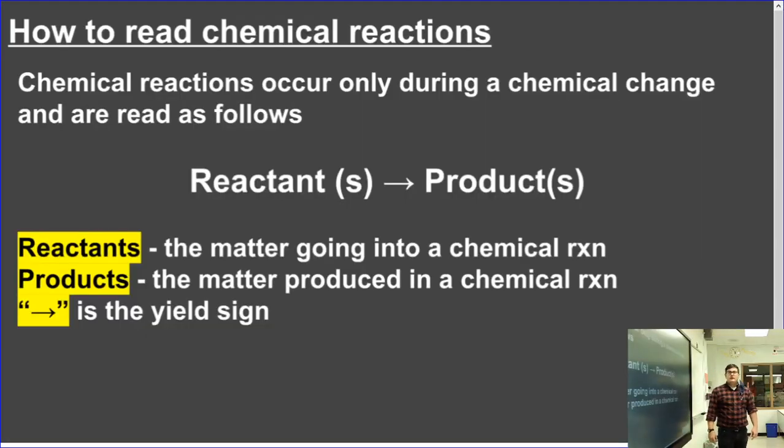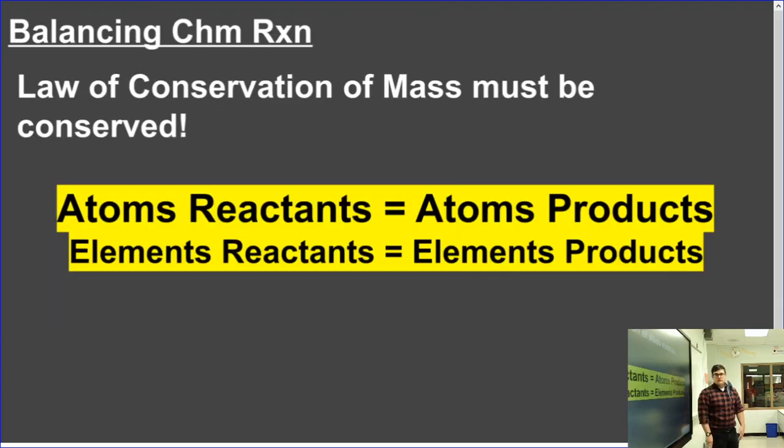Last week, reactants. On the left side, you got the yield sign, then you got the product. So your chemical reaction is based off your reactants, then you produce your products. Law of conservation of mass says number of atoms in equals number of atoms out. Elements in equals elements out. Brushing off that rust from the 3-day weekend.